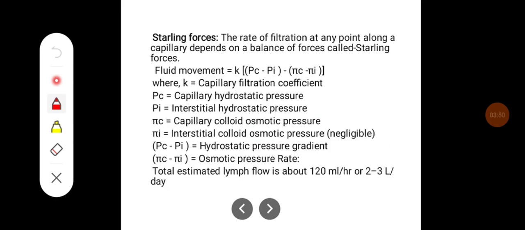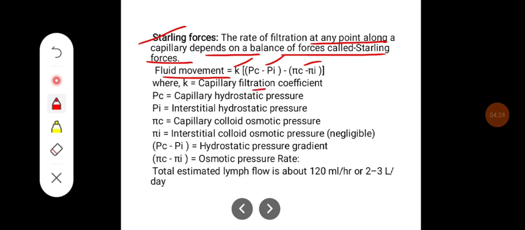As we told, the formation of the lymph depends on the Starling forces, that is, the rate of filtration at any point along the capillary depends on a balance of the forces which are called Starling forces. Hence, fluid movement depends on a constant factor and the difference in the hydrostatic pressure minus the difference in the osmotic pressures in the capillary and in the interstitium.